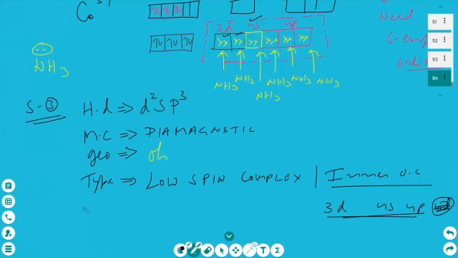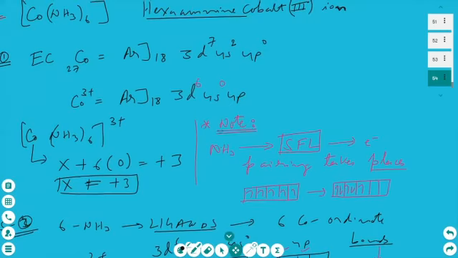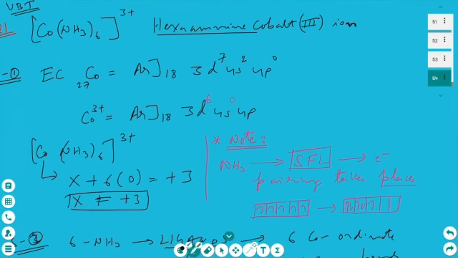And one more thing, let's calculate magnetic moment. So magnetic moment, you know, it is mu, which is the square root of n(n+2), where n is the number of unpaired electrons. So you see here, no unpaired electron means no magnetic moment at all. So that's all from this complex ion of your coordination chemistry.